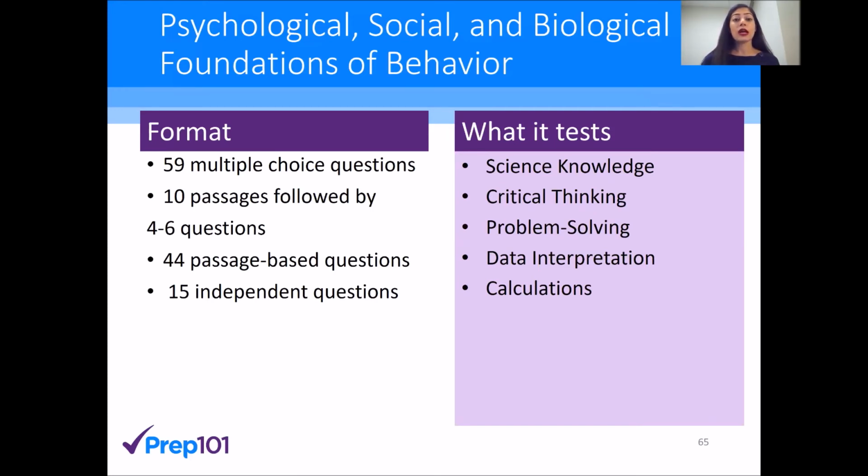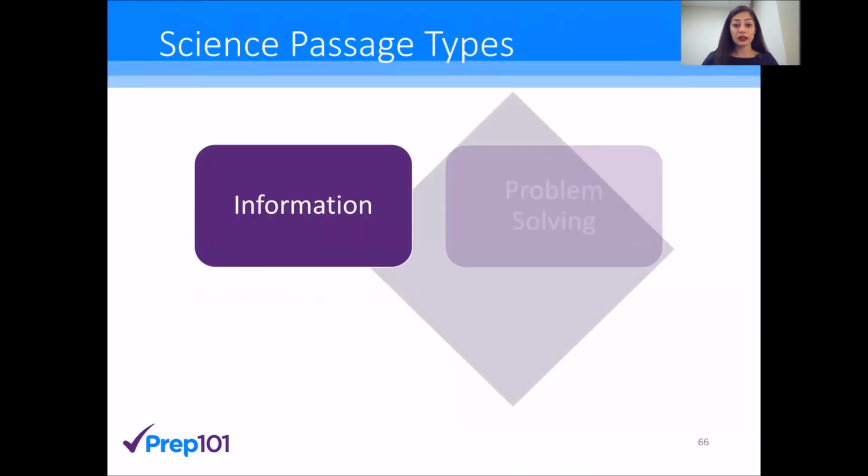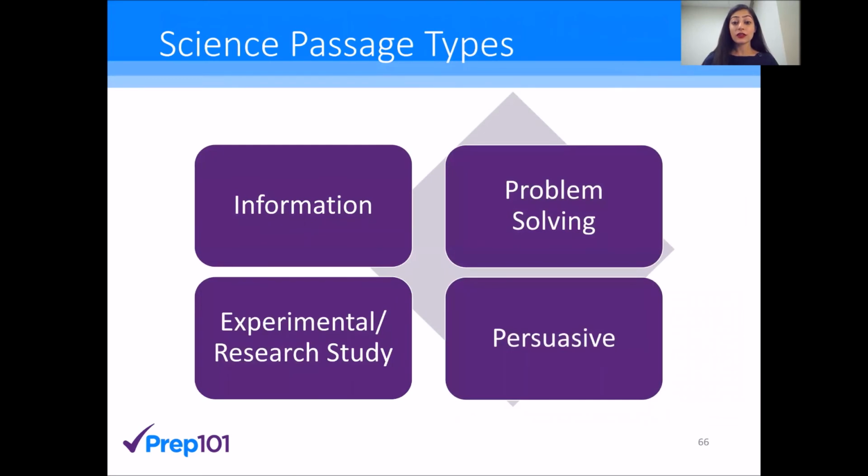Okay, so now that we've talked about the 3 sections, what I want to move on to now is talking about the types of passages that you'll see. So there are essentially 4 passage types that you'll be able to find on this exam. Therefore, each of the 10 passages you should be able to categorize into one of these passage types.